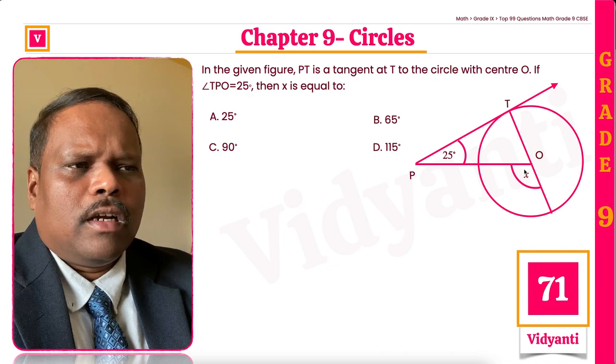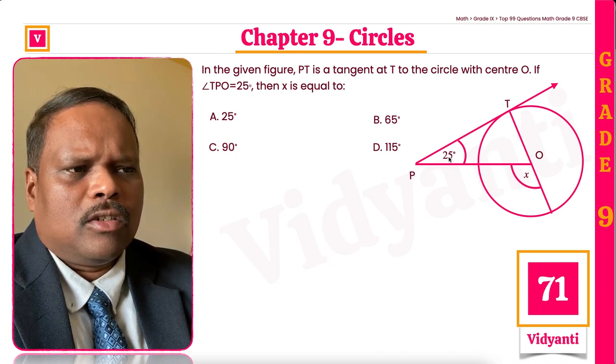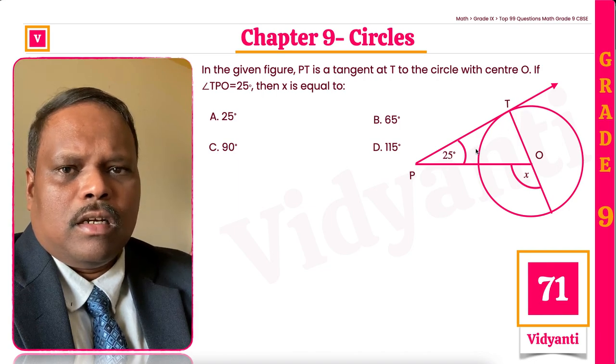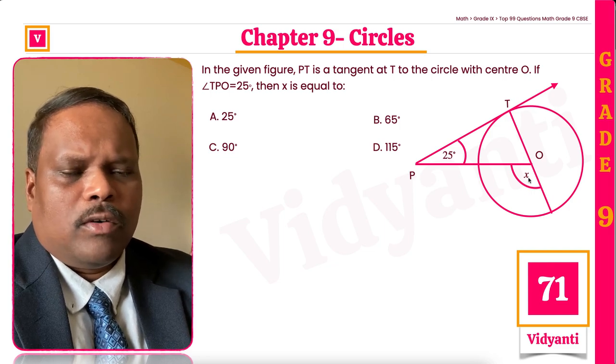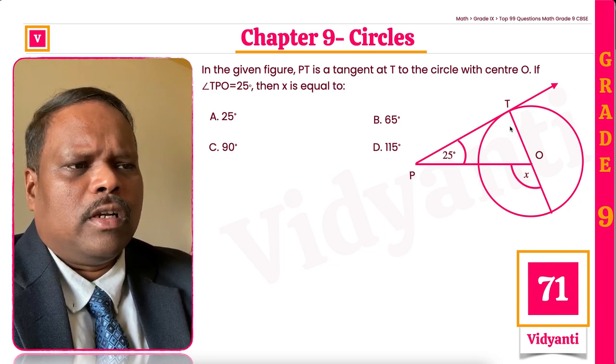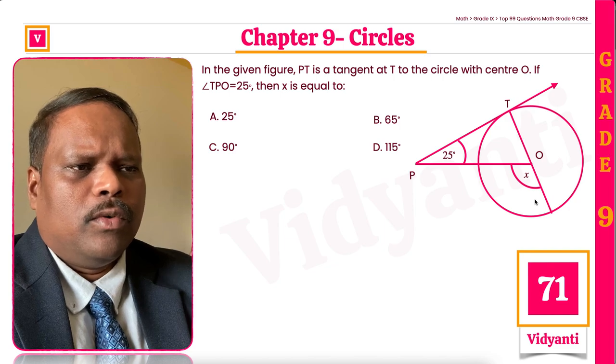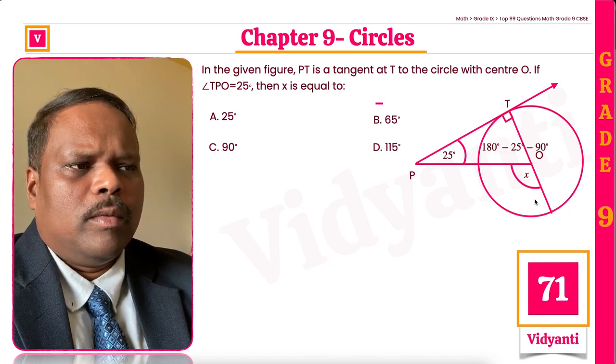Let's see the figure. We have been asked x angle. Okay, this is 90. So 25 plus 90, that we have to subtract from 180. That will give you this angle, and then we can find out 180 minus this one, or just do 25 plus 90. That will give you, I think, 115 will be the correct answer.